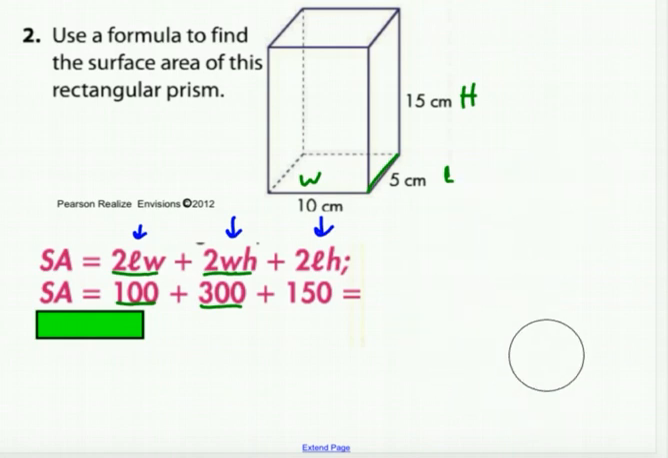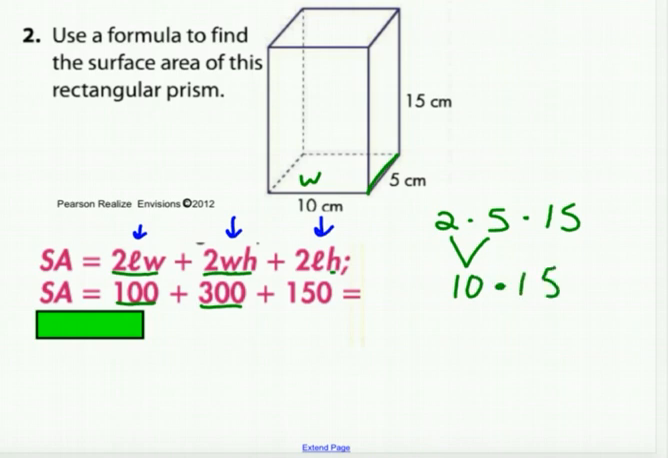Then what you would do is you'd multiply to find your final surface area for the 2 rectangles remaining, and you would have 2 times 5, a length of 5, times a height of 15, and you would multiply this out to have 2 times 5 is 10, and that would be multiplying by 15 to get your area, which would be 150 for that rectangle. And so your 150 is your next answer. And you add all those together to get 550.